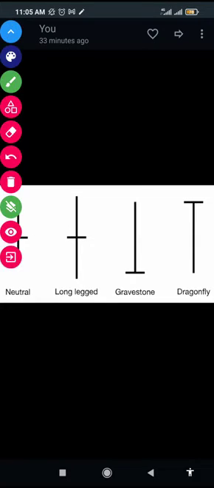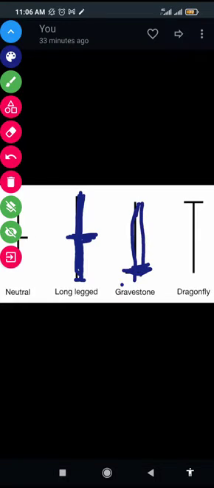Then there is gravestone and dragonfly. For the gravestone, the price opens here and moves to the upside. But what happened? Sellers brought price back to where it opened and it closes here. Then dragonfly also, price opens here and sells to the downside. Then what happened? Buyers came in and bought to the upside.